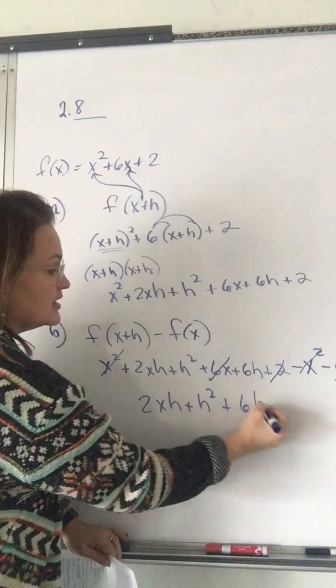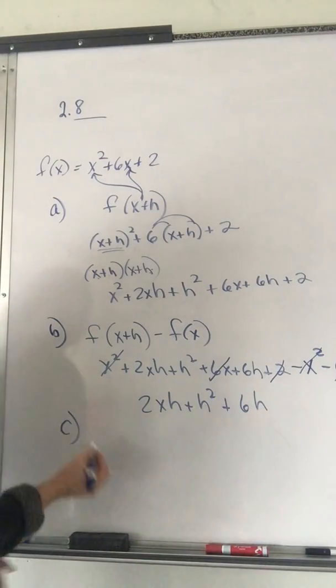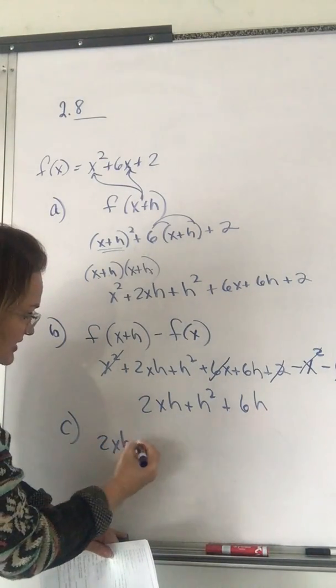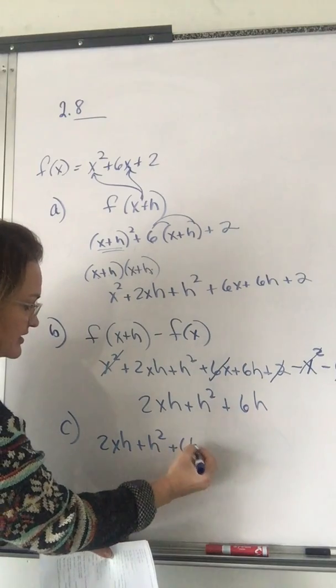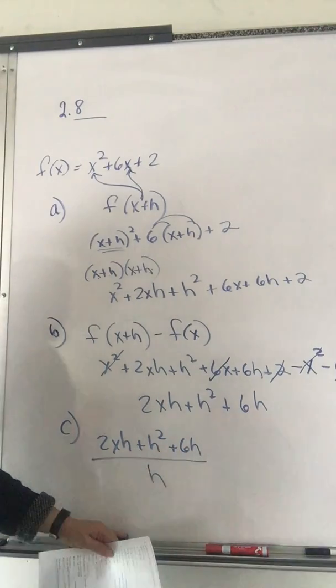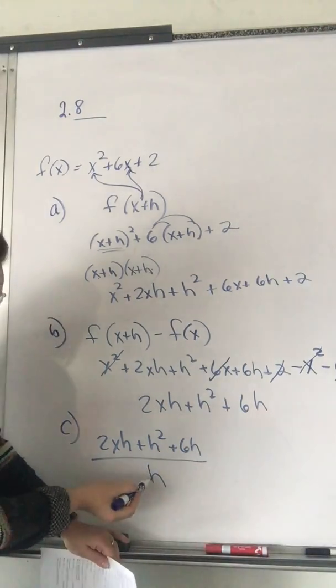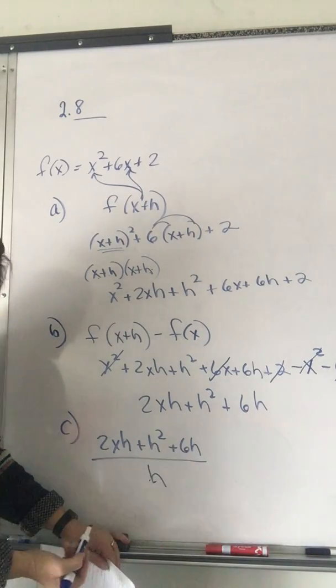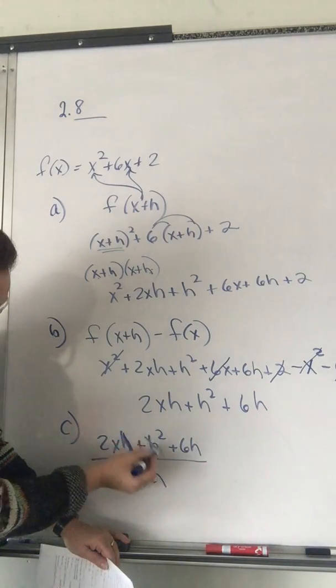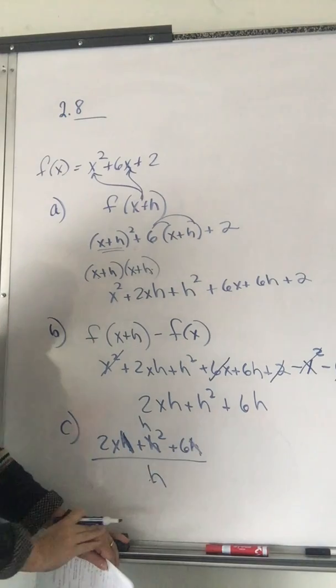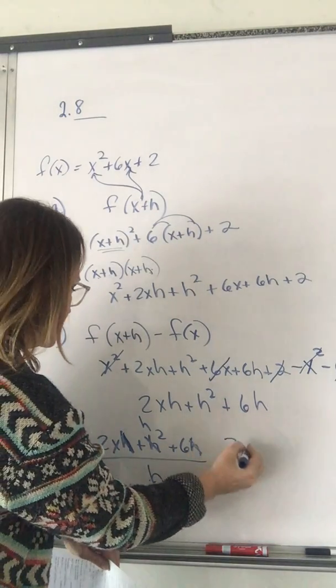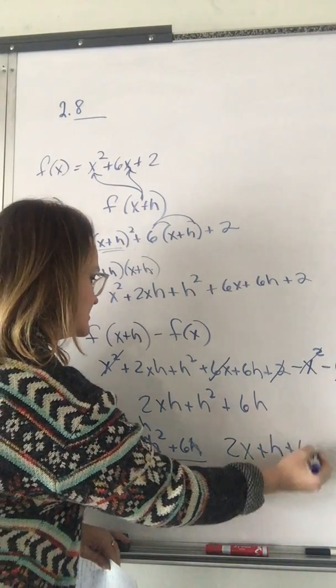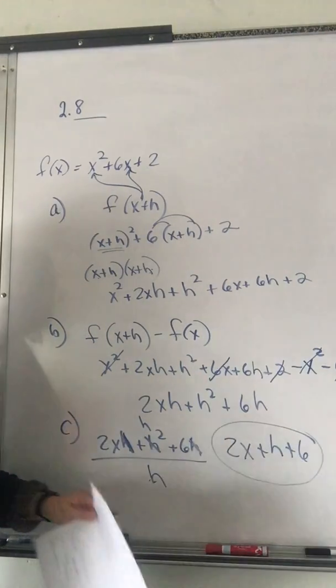And that's good because in C part, the last step is you take that answer from B part, and divide all of the answer by h. So one of these h's cancels in all these terms. One of these h's, you still have an h left there, and then that h disappears, leaving 2x plus h plus 6 for your final answer to that.